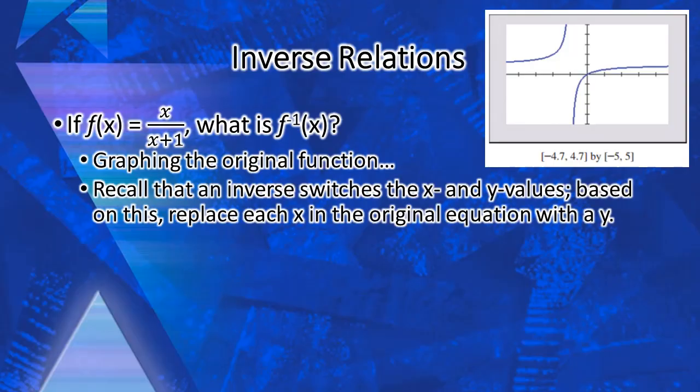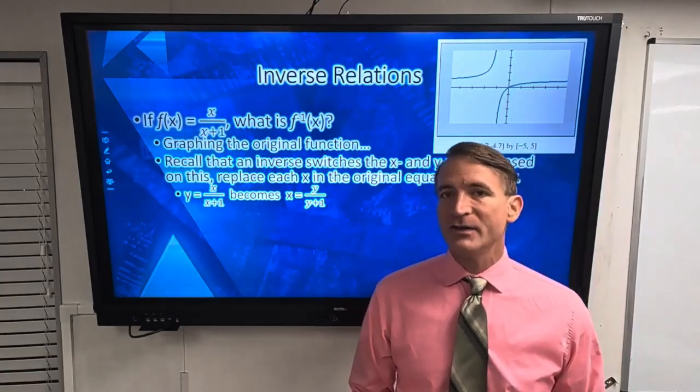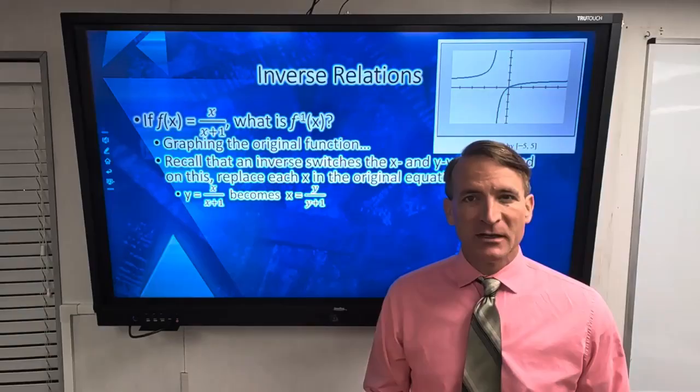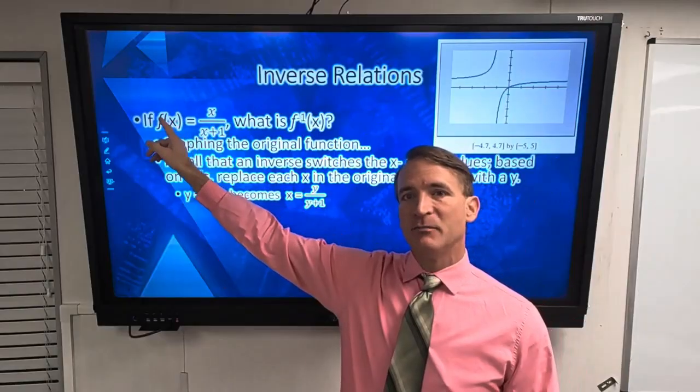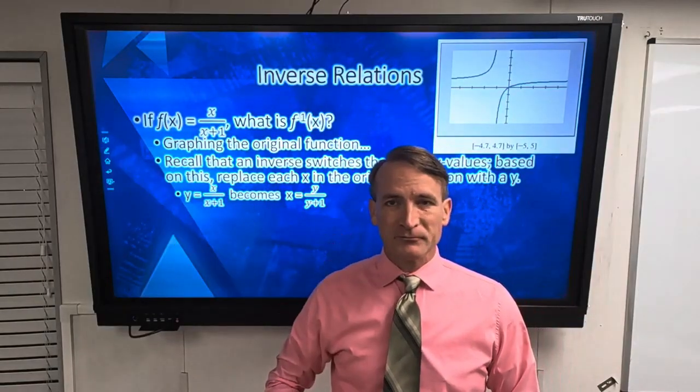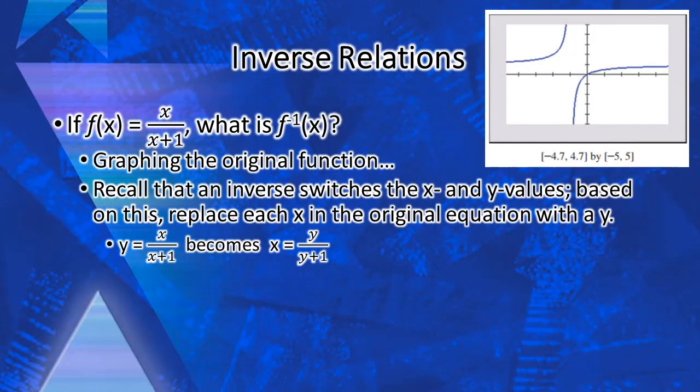Well, recall that an inverse switches your domain and your range, or your x and y values. So when we solve these things, we're going to switch all my x's out for y's and all my y's out for x's. You say, well, in the original function, there is no y. Well, remember, this f of x portion can be replaced with a y. So we have y is equal to x over x plus 1. If I rearrange and make all my y's x's and all my x's y's, I would have x is equal to y over y plus 1.